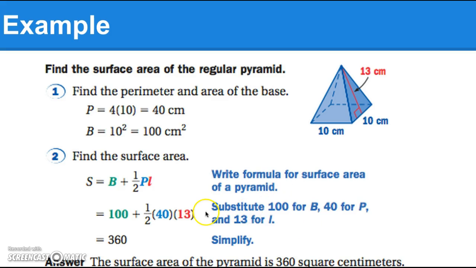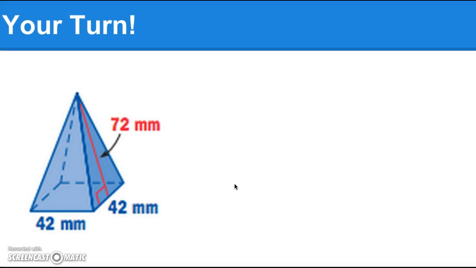Once you plug them all in and do all the work, you get 360 square centimeters. So now we have a practice problem for you to go ahead and try again. It really does help to write the formula out first. So go ahead and write that formula out. Surface area is equal to base plus 1/2 perimeter times slant height.